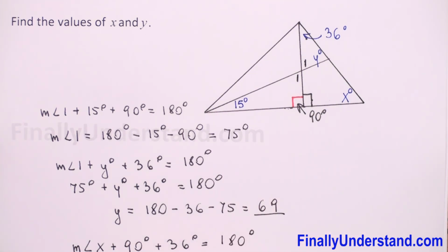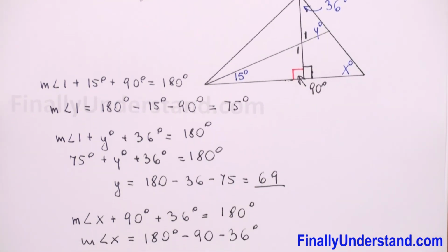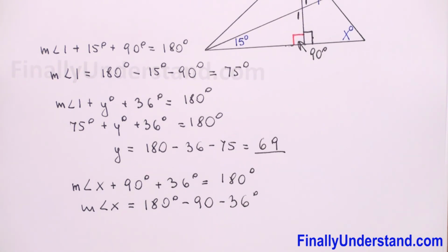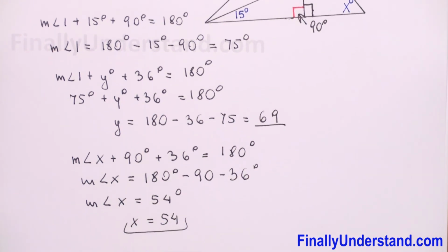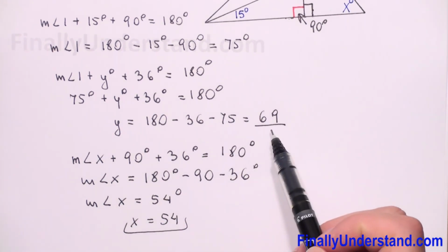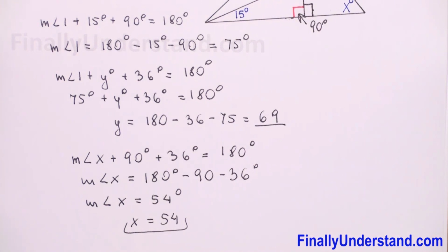So the measure of angle x is equal to 180 degrees minus 90 minus 36 degrees. So the measure of angle x is equal to 54 degrees. So x is equal to 54. We found x and y. So we solved our problem.